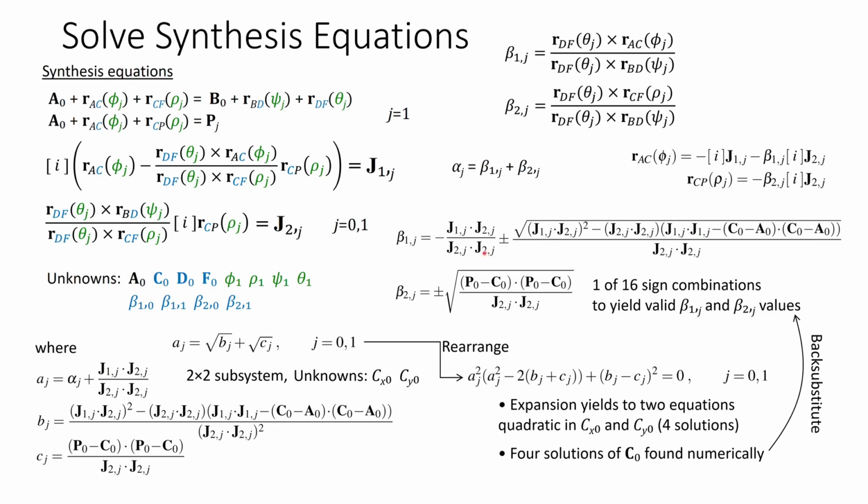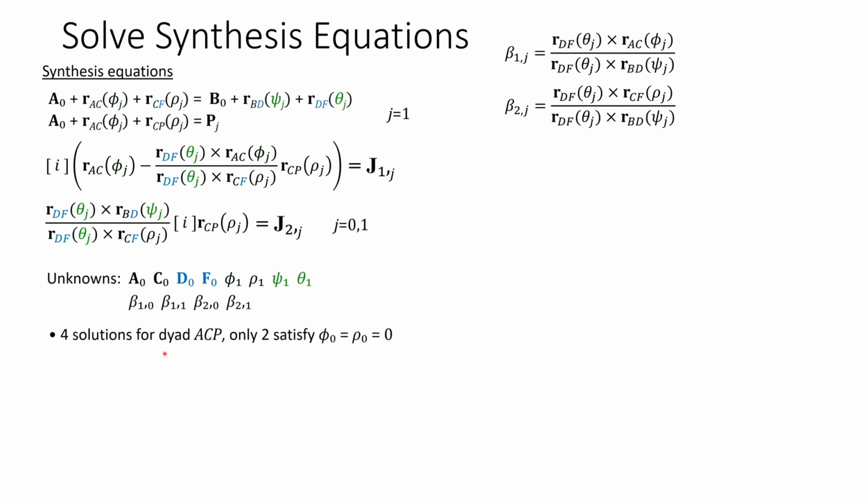However, it's unclear whether we should use the plus or minus signs in front of the radical expressions. We go ahead and check all 16 combinations, considering j equals 0, 1, of sign combinations, and testing each one against satisfying this expression. We always found that one of the 16 sign combinations yielded a valid solution. We take that solution, proceed forth, back substitute into this expression, and find unique values of phi and rho.